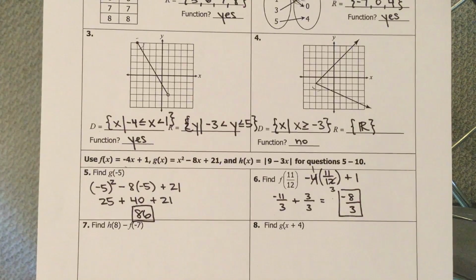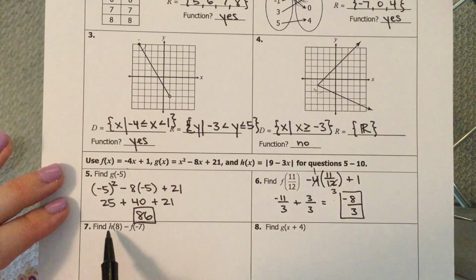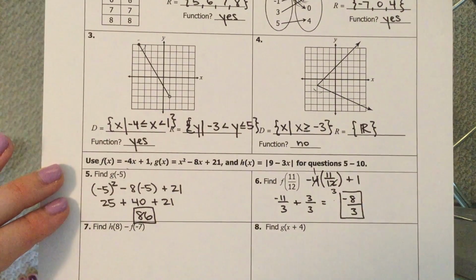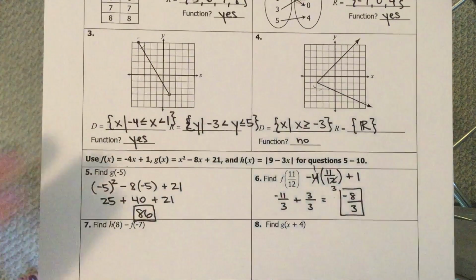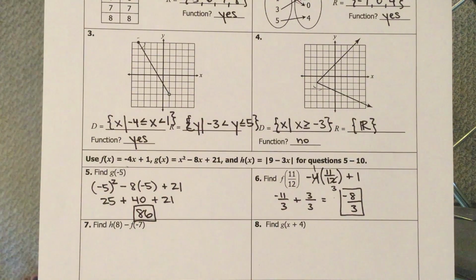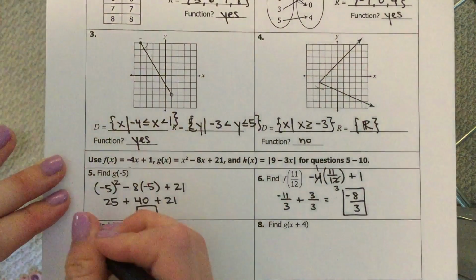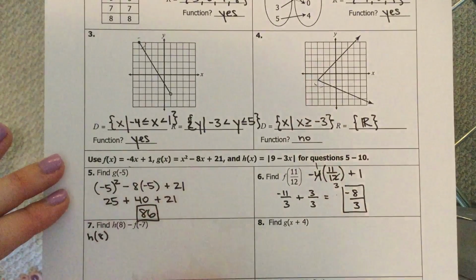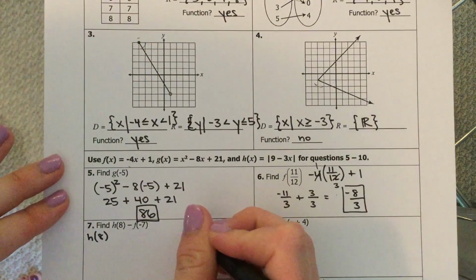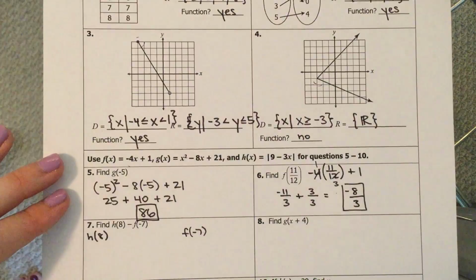Number 7, we've got a combination of 2 of them. So we're going to do h of 8 minus f of -7. So you want to be really careful that when you evaluate h of 8, that you're keeping it completely separate from the number that you get from f of -7, and then you can subtract them. So let's do h of 8 first, then we'll do f of -7, and then we'll subtract them.